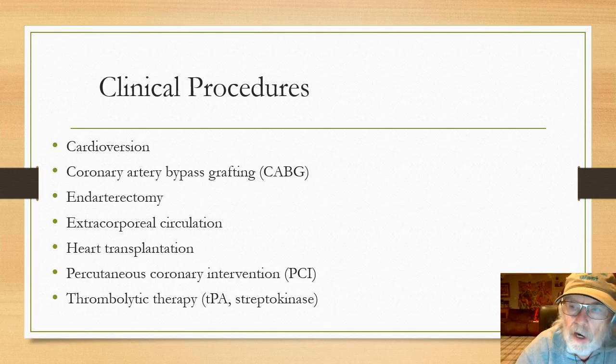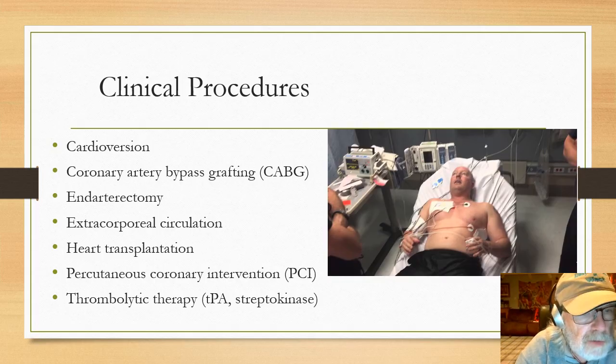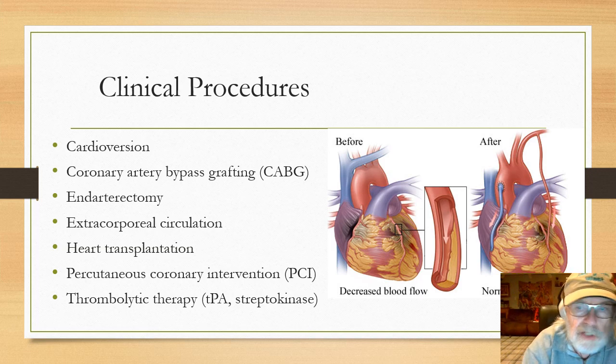Cardioversion. Sometimes when people have atrial fibrillation, they give them a little medication to make them drowsy, and they zap them with electrical current and try to convert them into a normal rhythm. That's called cardioversion, for people with atrial fibrillation.